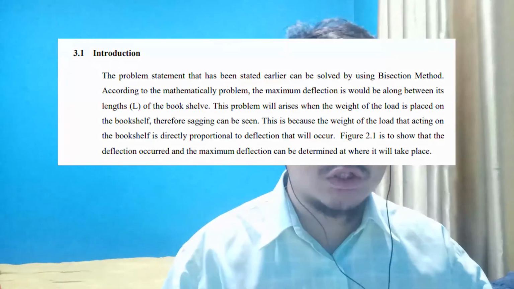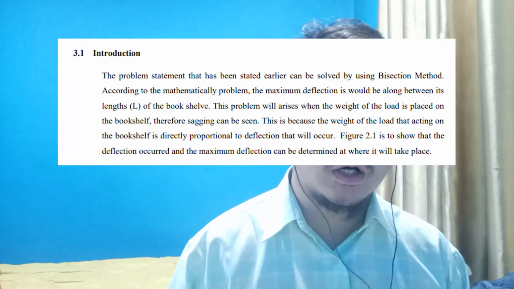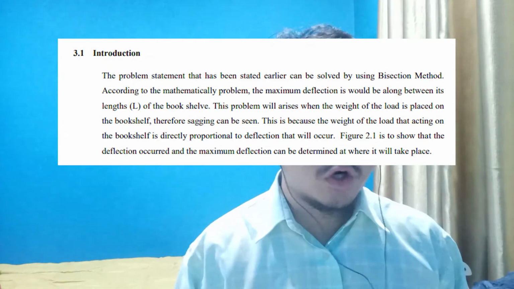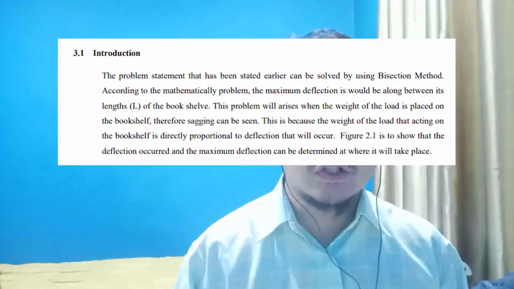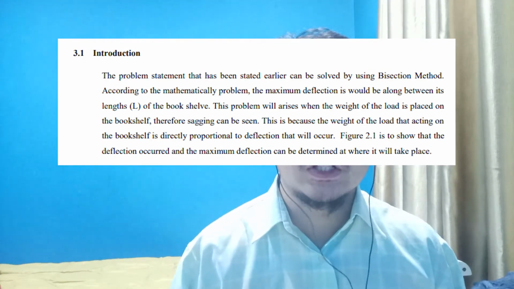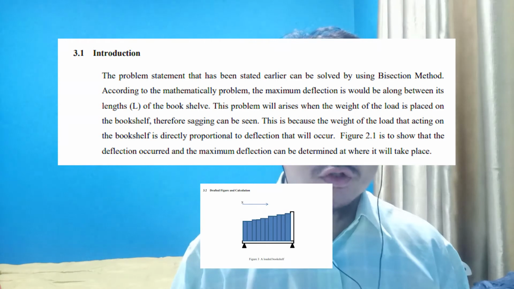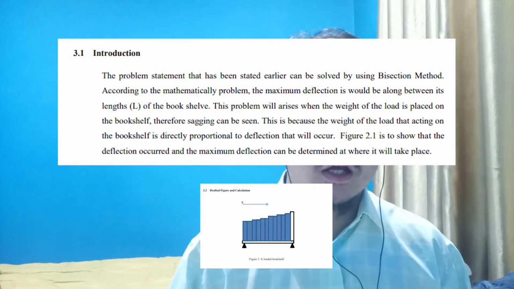DE170072. And for this assignment, I will explain about chapter 3 or part 3 of this assignment. So I'm going to explain about the methodology. Basically, in the introduction to the methodology, the problem statement that has been stated earlier can be solved by using the bisection method.